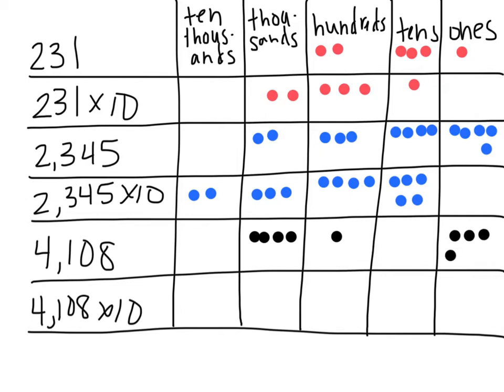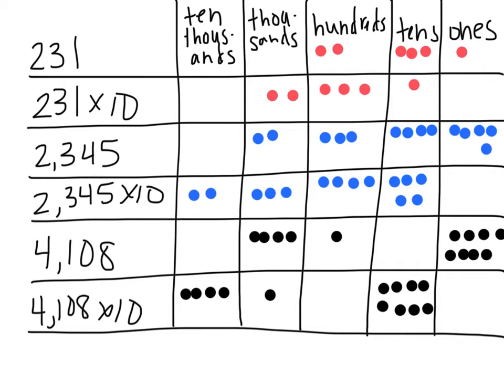4,108. Times 10, here comes that bossy cutting 0 again. It's going to force its way into the ones column, moving our 8 to the tens place, our 0 to the hundreds, our 1 to the thousands, and our 4 to the 10,000s, giving us an answer of 41,080. Yup, the pattern still works.